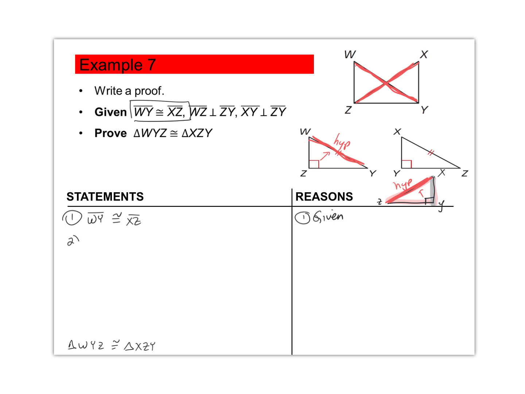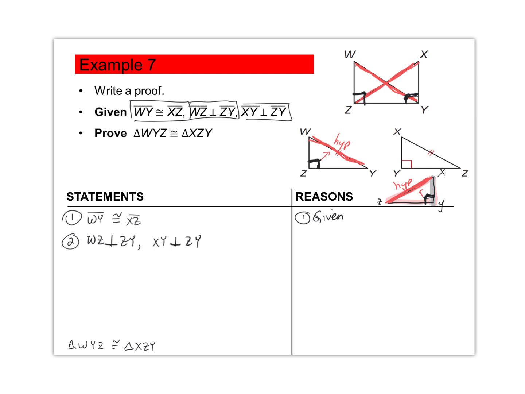When I go to the second thing, I see that WZ is perpendicular to ZY and XY is perpendicular to ZY. So I have two lines here that are perpendicular. When I go to my drawings and I find WZ and ZY, I see that this angle here is a right angle because the definition of perpendicular lines tells me that they meet at a right angle. When I go to XY and ZY, again, it's the same thing, which tells me that this is a right angle.